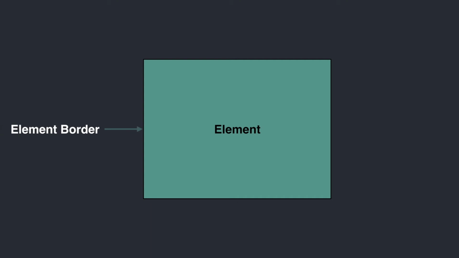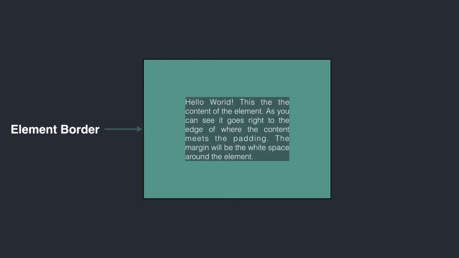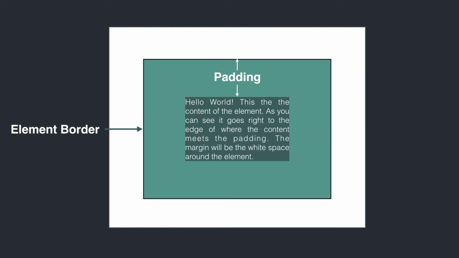So here we have a single element on the page, which has a border on all four sides. Let's just say this is a paragraph element with some text inside it. The padding property would be defined as the space between the border and the content of the element. In this case, the content is the text. So by increasing or decreasing the padding, you can move the text closer or farther from the border. On the other hand, the margin property would be defined as the space between the border and the element next to it. So increasing or decreasing the margin value will give you more or less space between the elements.